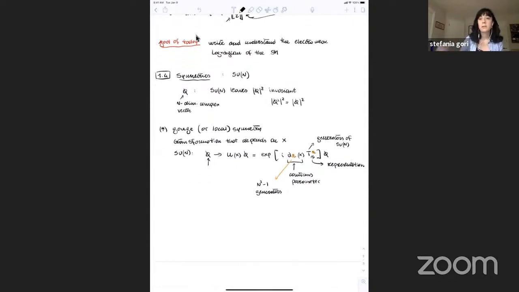Just to introduce a little bit of symbols, because we'll use them later. These generators of SU(N) will obey the Lie algebra, namely some commutation relations. So we'll have that the commutator of T^A and T^B is equal to i f^{ABC} T^C, where these f are structure constants. Okay.